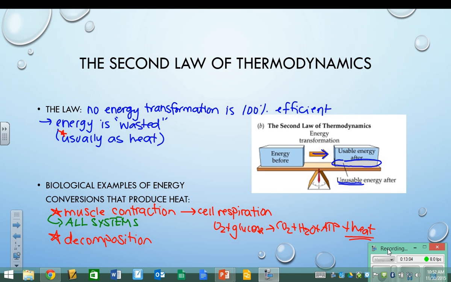Now, does anyone have any questions about the first or the second law of thermodynamics? Why don't you put up your hand if you're like, yeah, I think I heard about those one time. Okay, so even if you forgot the rules, you've heard about them before, which is good. We'll just take a little pause here.